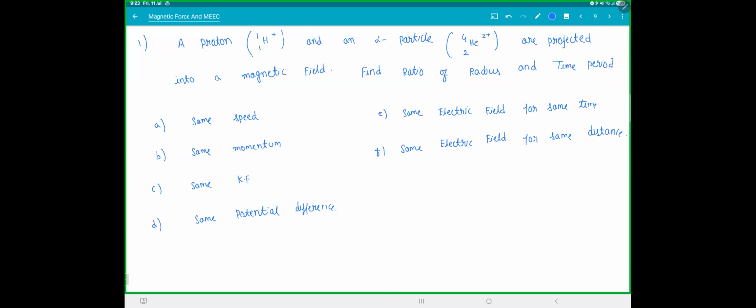Get the third one. Time period will be always half only, right? So there is no need to find time period anymore. T is always m by q only.